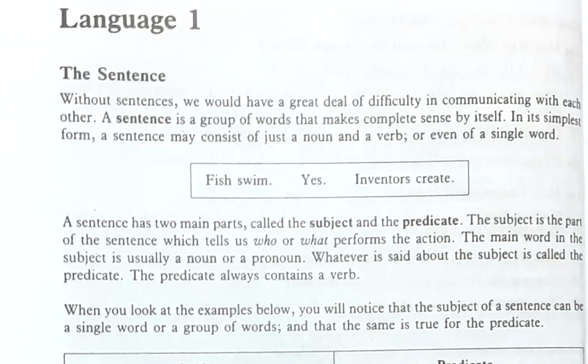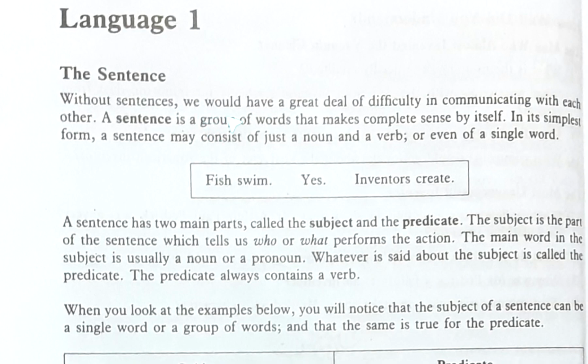Hello friends, today I'm going to discuss Secondary English Book 2, page number 4 and 5, and the topic is the sentence. So important topic. We know without sentence we cannot express actually anything. We have already taken a class about the sentence. Here is the link, you can watch it. After that, let's read what is written here.